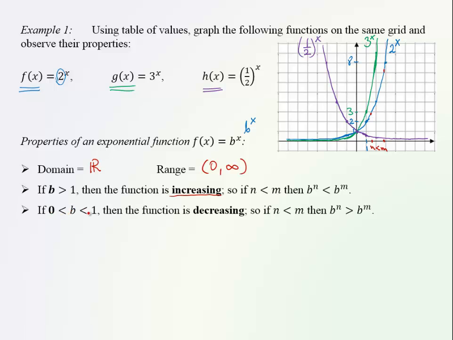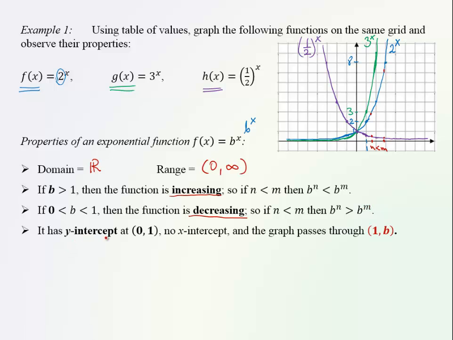However, if the base is between 0 and 1, remember the base can't be 1 and it has to be bigger than 0. So if the base is a fractional number like that, for example, function h, the function is decreasing, which means that if I choose 2 points n and m anywhere in the domain, then the value of the exponential function b to the n will be higher than the value of b to the m.